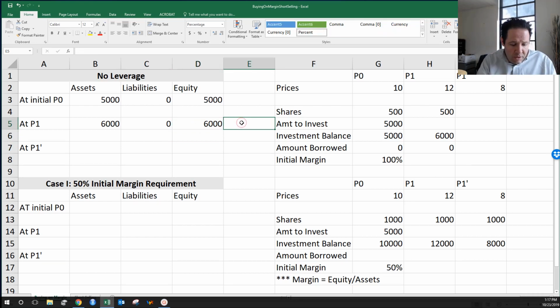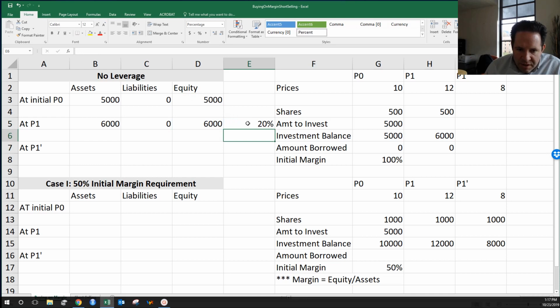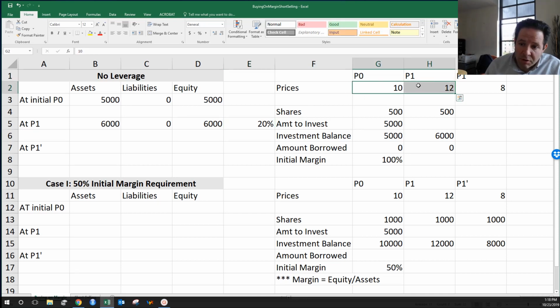What we want to point out is that if we do this calculation of the percentage return, this should match. So we ask, how much did the price change? Went up by 1,000. How much did we invest initially? That was 5,000. That's a 20% return. That 20% calculated on the bottom line, in the case of no leverage, actually does match the 20% increase in price. And so you can see that the percentage return is the same as the price.